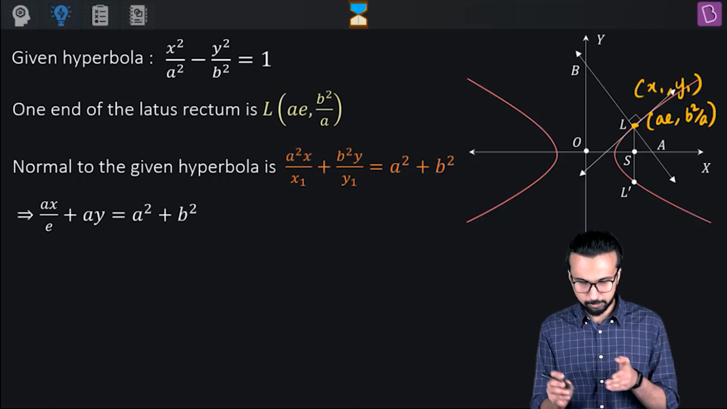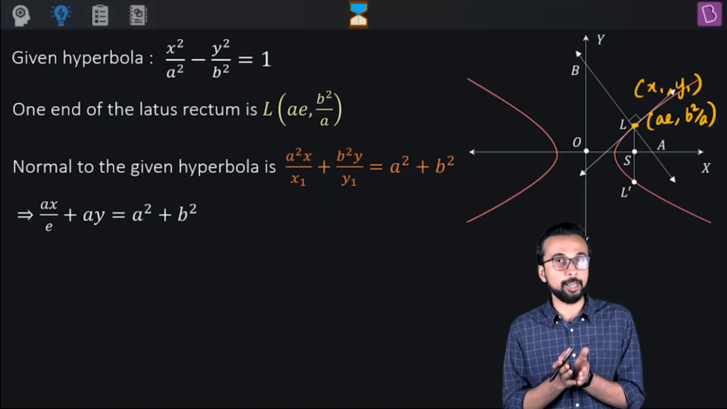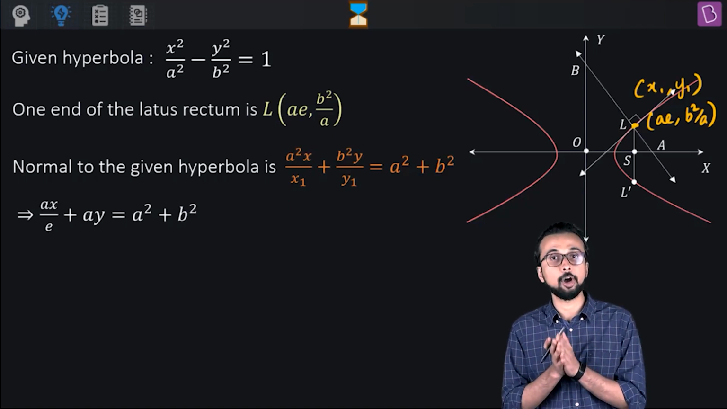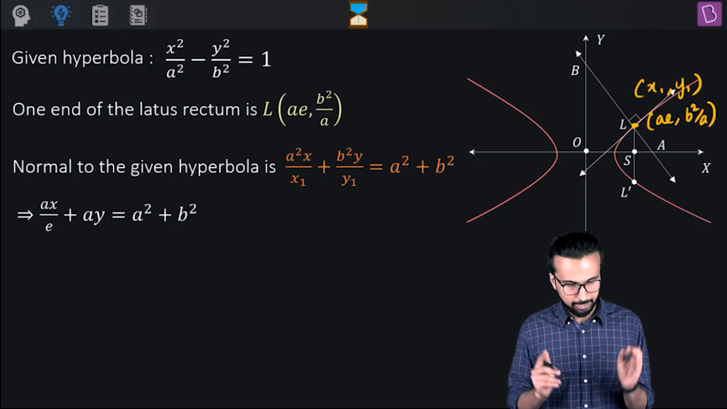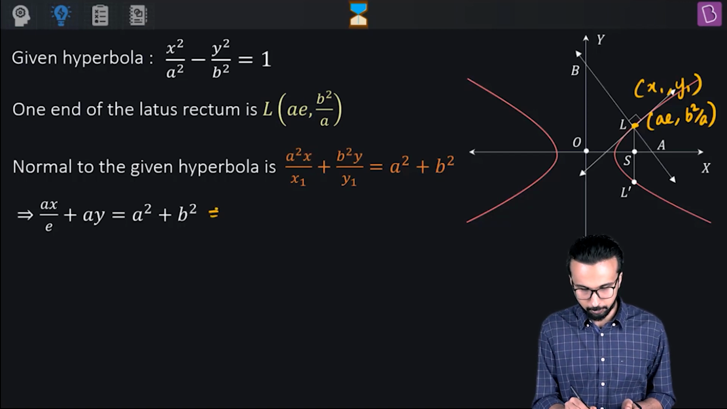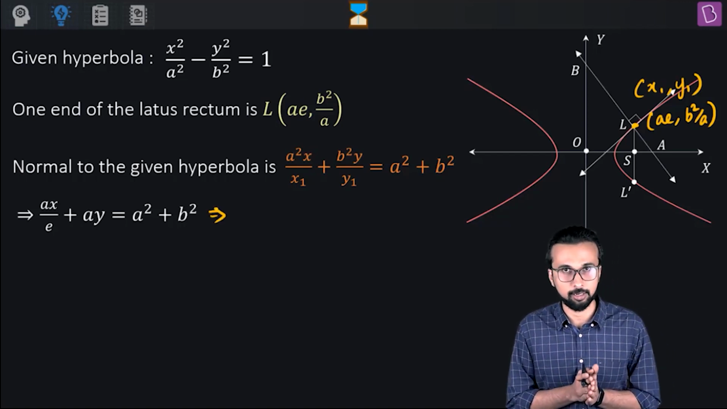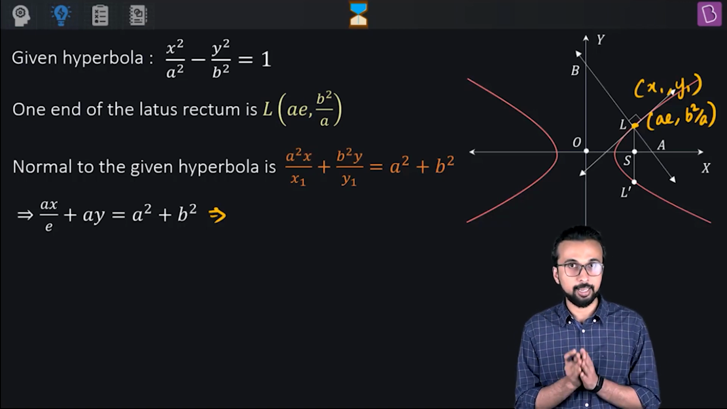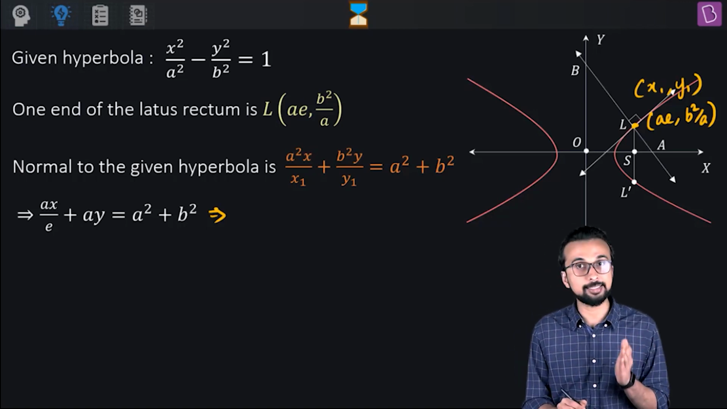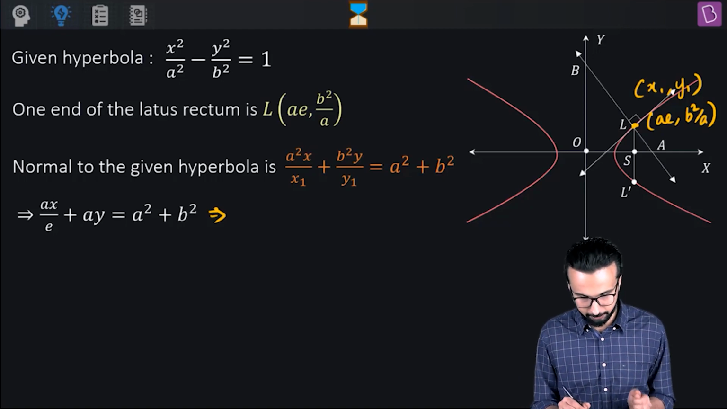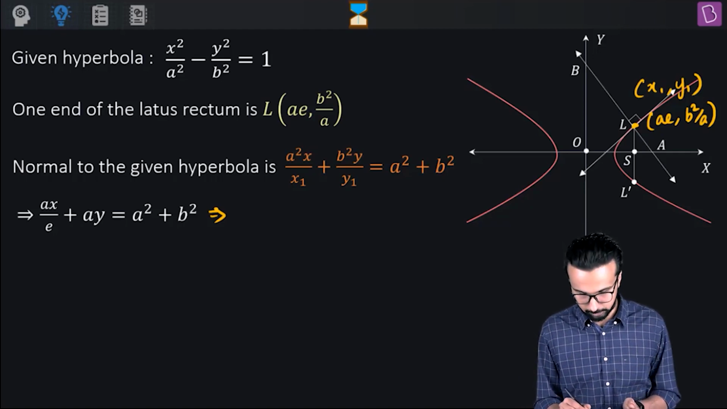So we substituted x1, y1 for ae, b square by a. Now, here what I do is I write this line. This is the equation of the normal. So I write this equation in the intercept form. This is a straight line which I write in intercept form this way. This will come out like this.